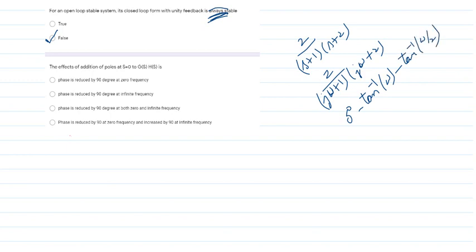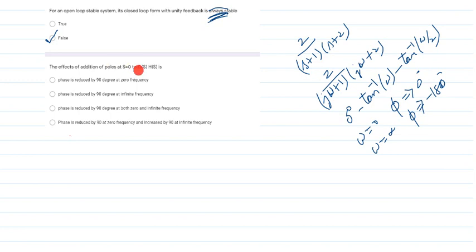Okay, now for this you find out at ω equal to 0 what is the phase angle? Phase angle is 0. At ω equal to infinity the phase angle is minus 180, because each range is 0 to 90, maximum is 90, so minus 90, minus 90, minus 180. Okay, now look at this example.